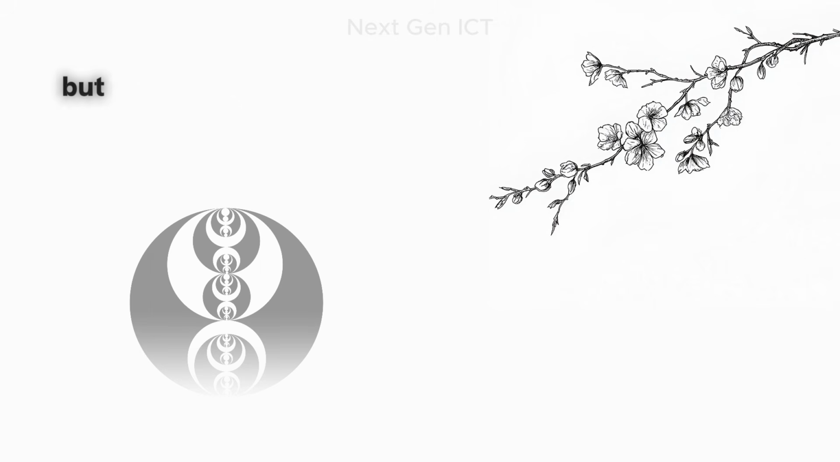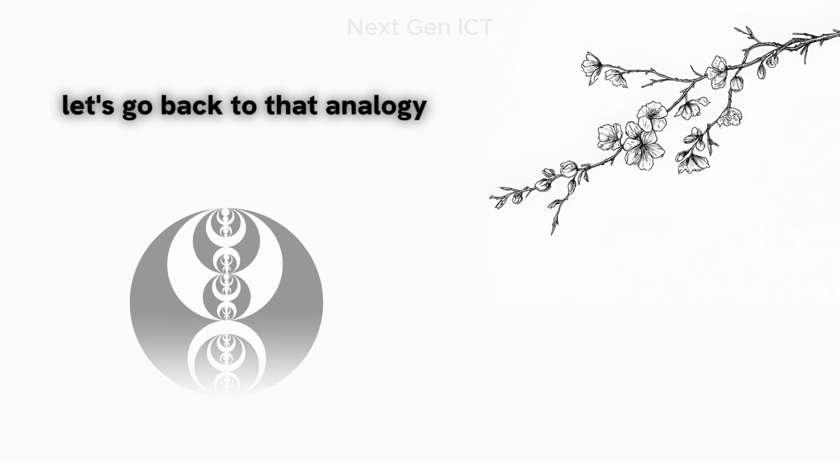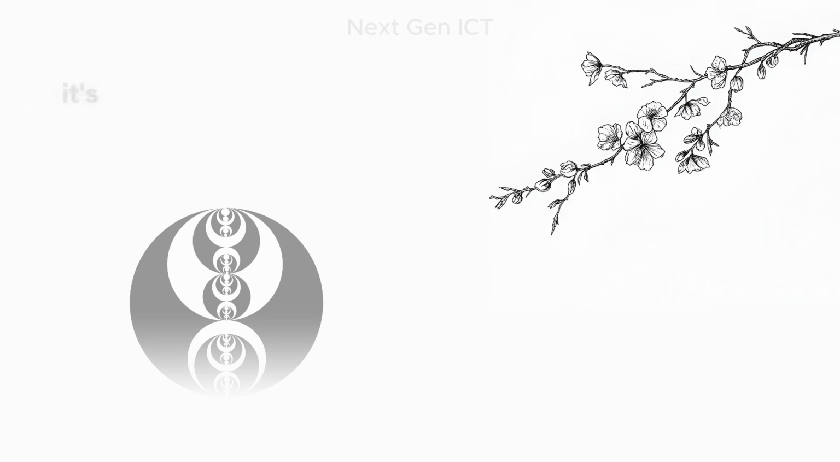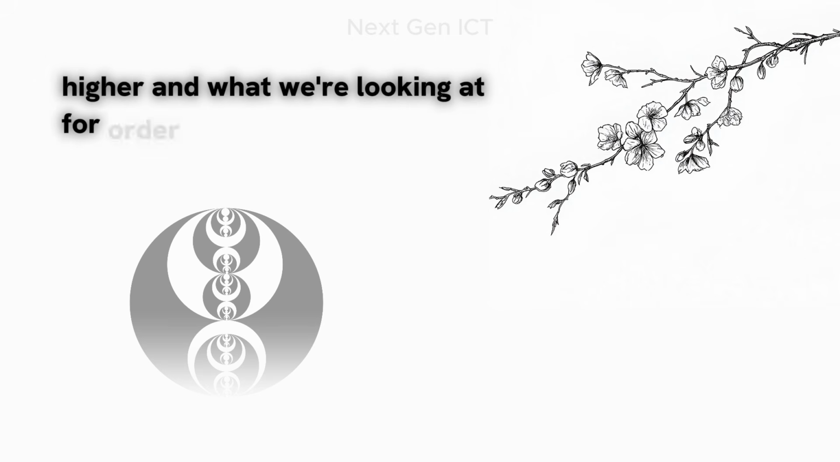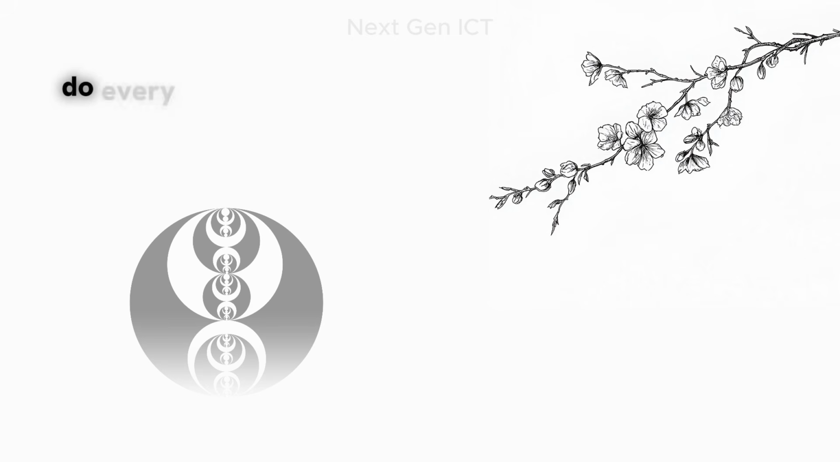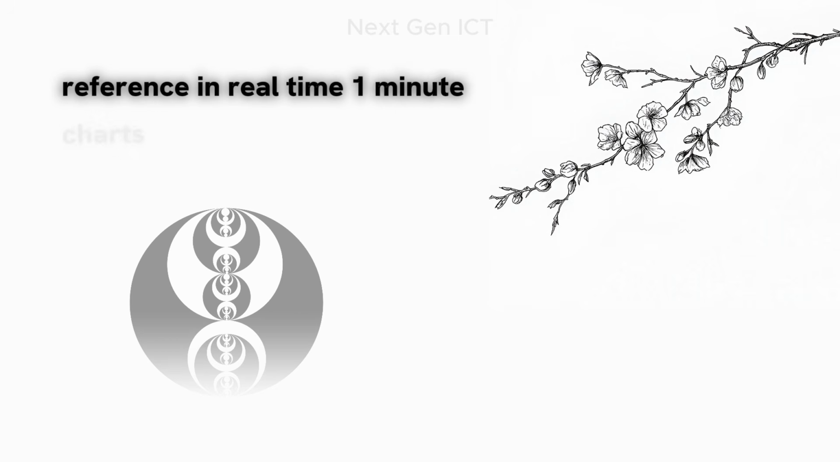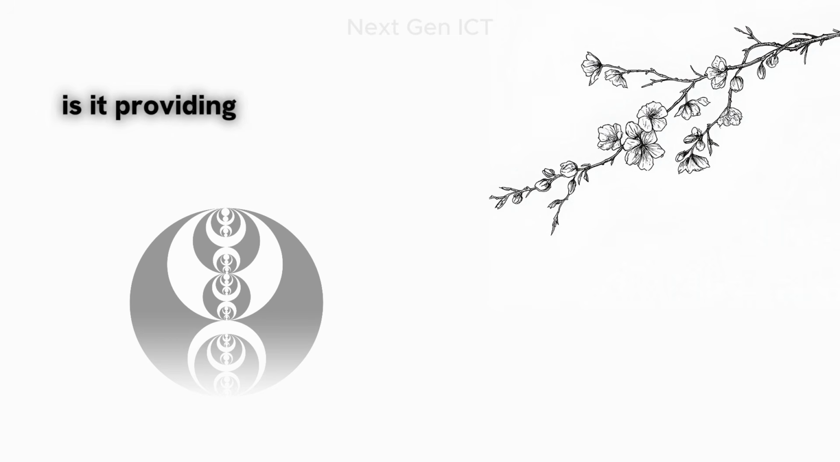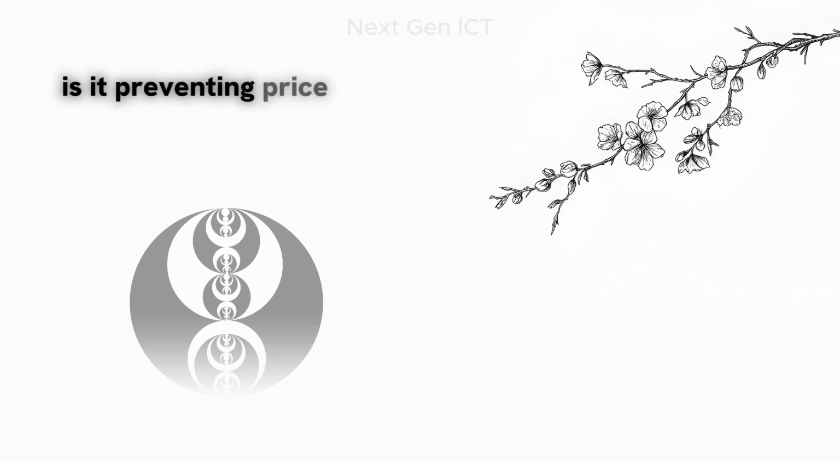So, but real time watching price, and as price is moving up, let's go back to that analogy of we're looking for higher prices. Let's assume for that moment, price is likely to go higher. It's going up to a premium level. It's going to a buy side liquidity pool. It's obvious the market wants to get up there. It just keeps pressing higher, higher, higher. And what we're looking at for order flow is, do every PD array that I would teach you and what you see me reference in real time on 1 minute charts, is it providing support? Is it preventing price from going below 3 PD arrays?